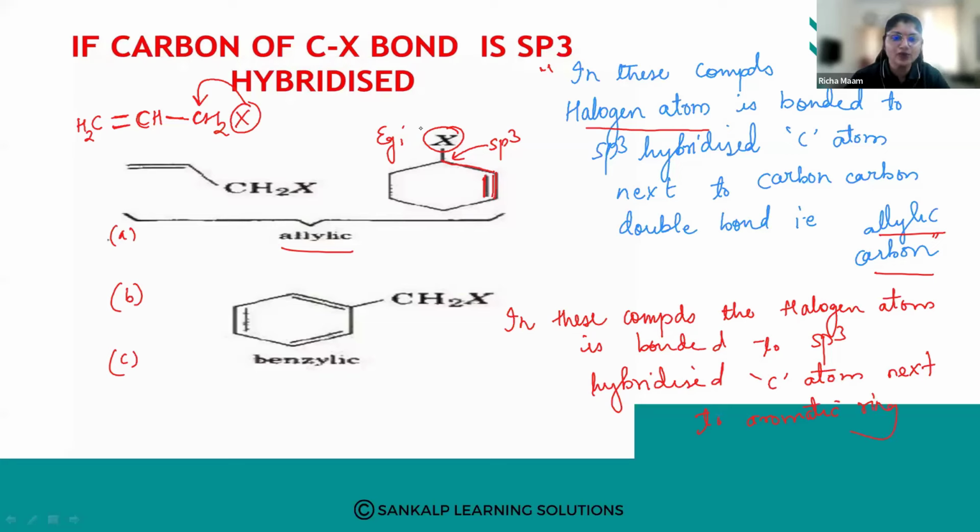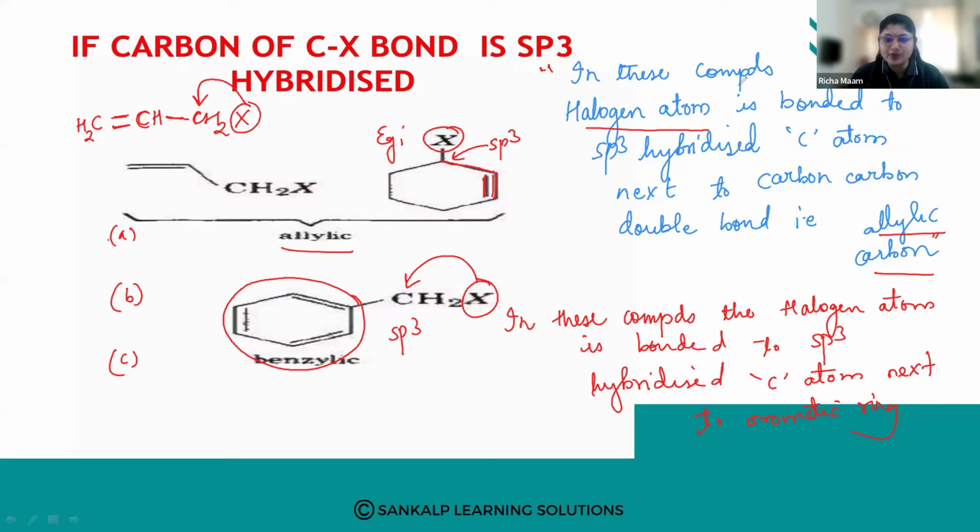Now I'll explain with an example. The halogen atom is attached to an sp3 hybridized carbon, which is next to an aromatic ring. Such compounds are called benzylic halides. Is it clear what benzylic halides are? I hope you are noting down the things. Don't get confused. These are the basics, and based on this, we are going to proceed further.